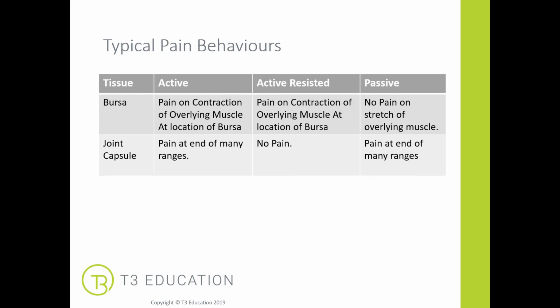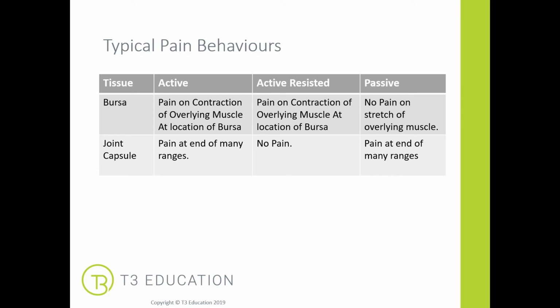In the case of a bursa, so bursitis, inflammation of the bursa for example, on active contraction of the overlying muscle, your client would feel pain at the location of the bursa. In terms of active resisted, same thing. As that muscle contracts, your client would feel pain at the location of the bursa, but your client would not feel pain on stretch of that overlying muscle.